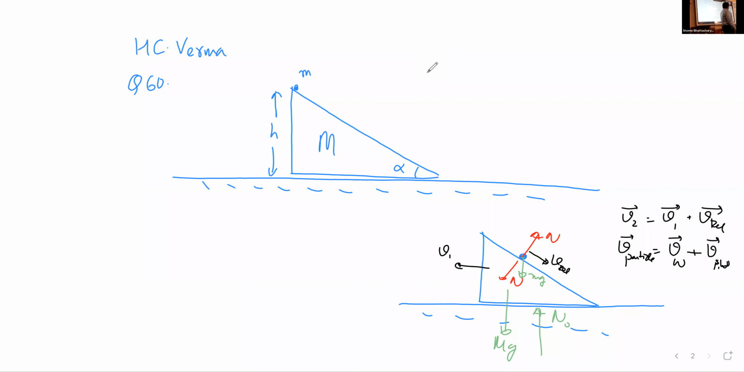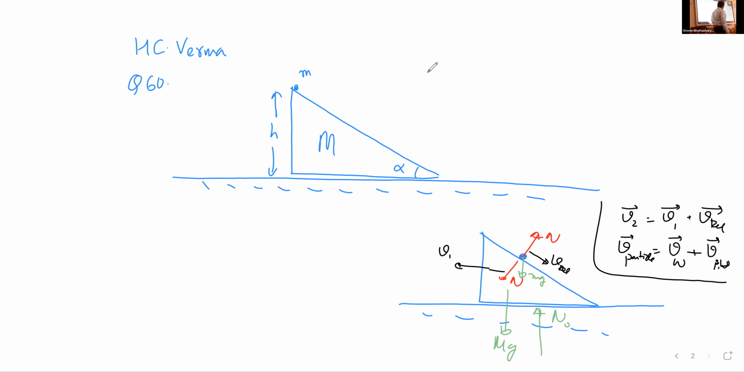This is not horizontal, this is not vertical. This is a vector sum relation that we have. So this is what we have to understand. This V relative is the velocity of the particle with respect to the wedge. So the velocity of the particle in the ground frame will become the vector sum of this V1 and that V relative. That's something we'll have to take into account.